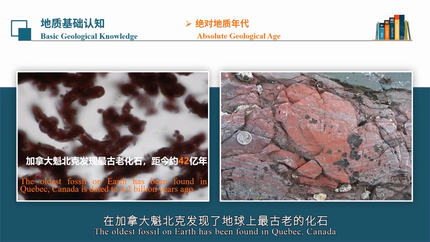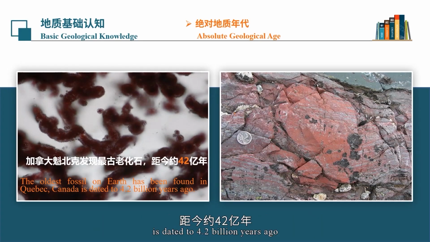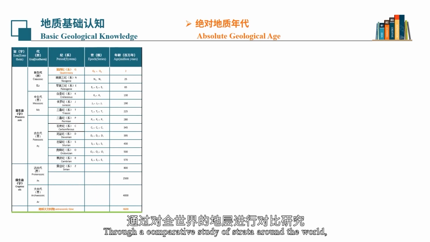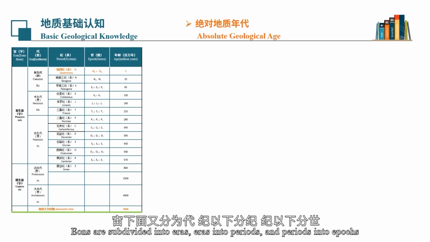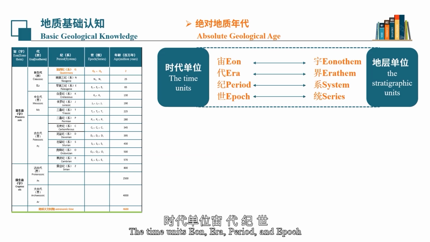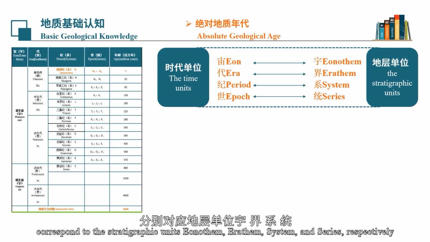The oldest fossil on Earth has been found in Quebec, Canada, dated to 4.2 billion years ago. Through a comparative study of strata around the world, we divide the geological age into two major stages, Phanerozoic eon and Cryptozoic eon. Eons are subdivided into eras, eras into periods, and periods into epochs. The time units eon, era, period, and epoch correspond to the stratigraphic units eonothem, erathem, system, and series, respectively.